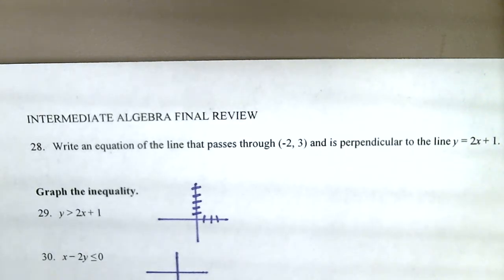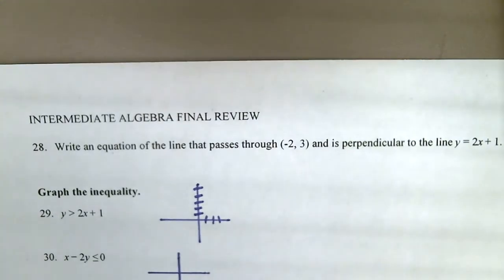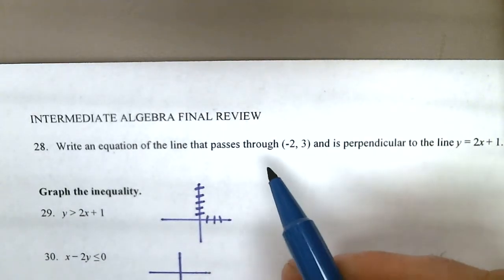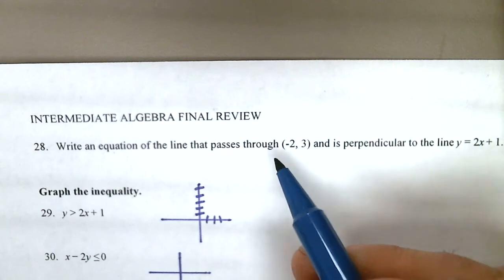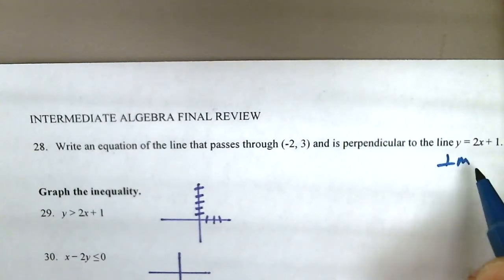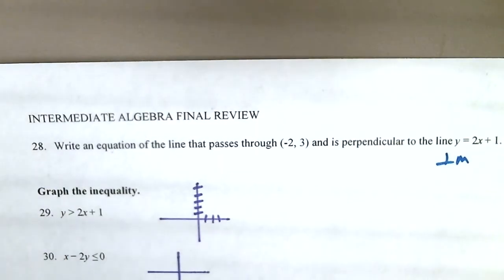Here we are on the second semester final review. Question number 28. If we're writing the equation of the line that passes through that point and is perpendicular to this line, we need to find the slope of that perpendicular line.